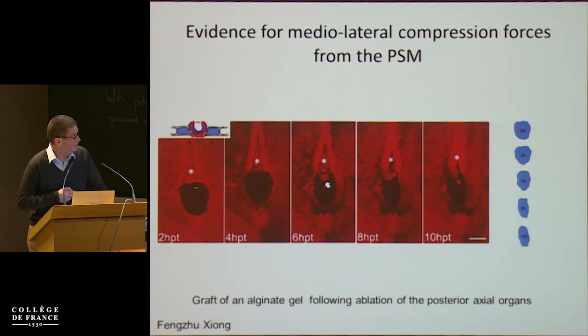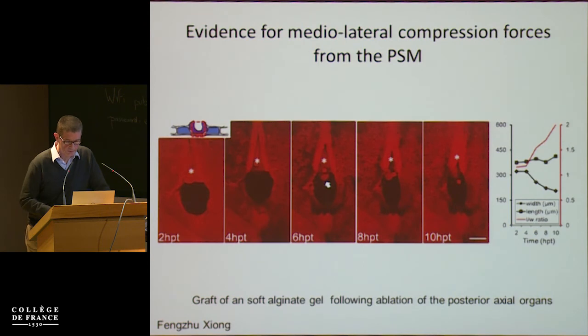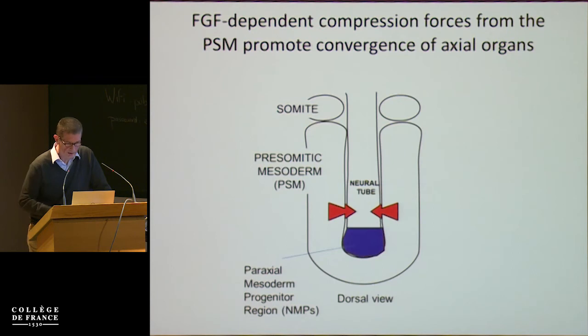And so to test that, what he did is to perform ablations and then replace the tissue by very soft alginate gels. And then what he observed is that in this context, the gels get compressed or change shape in a way which is consistent with these compression forces, these mediolateral compression forces. And so this is just a quantification of this, which shows how the aspect ratio is changing in these gel explants.